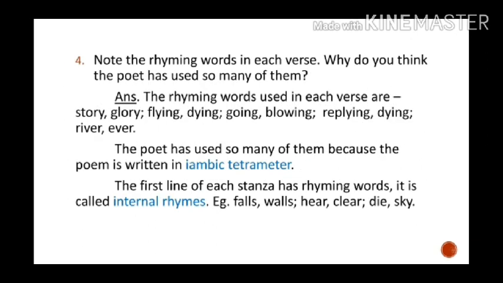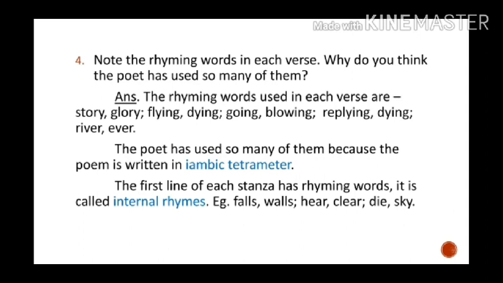Question number 4. Note the rhyming words in each verse. Why do you think the poet has used so many of them? Answer. The rhyming words used in each verse are story, glory, flying, dying, going, blowing, replying, dying, river, ever.